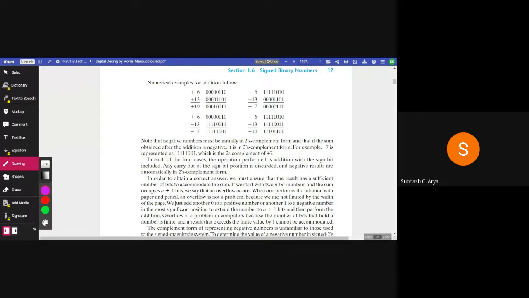Suppose here I take 2 and 3, so that you will easily recall. These two numbers are positive. So let us write these numbers into signed 2's complement form. Plus 2: how can we write plus 2? 0 0 1 0. The leftmost 0 indicates that this is a positive number, and after that 0 1 0.